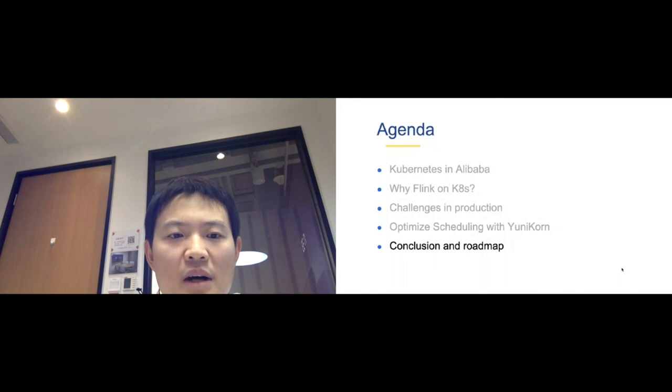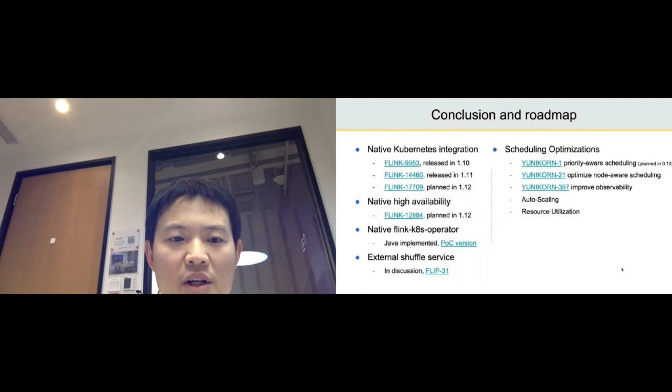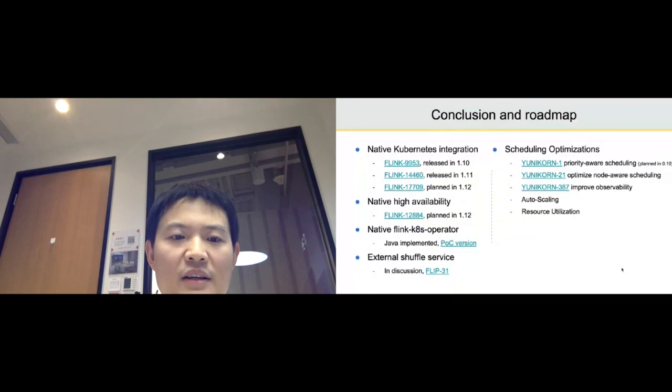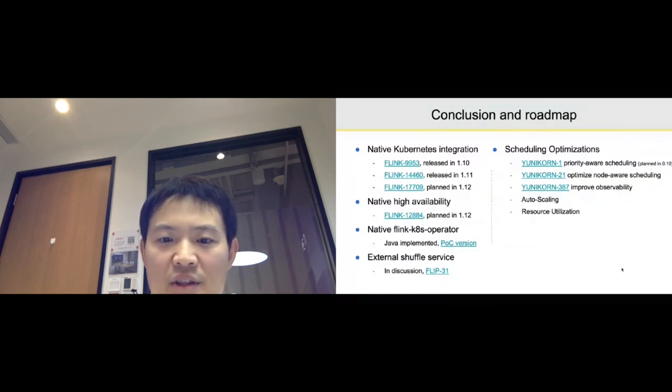Then let's talk about the conclusion and some of the roadmap. We have done a lot of work to continuously improve the experience of integrating Flink with the cloud native ecosystem, and most of it has been contributed upstream to the community. For Flink, both session and application mode with native integration have been supported in version 1.11. Some remaining details and native high availability are planned in version 1.12.